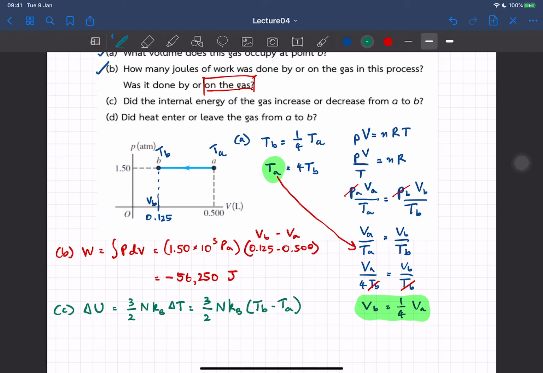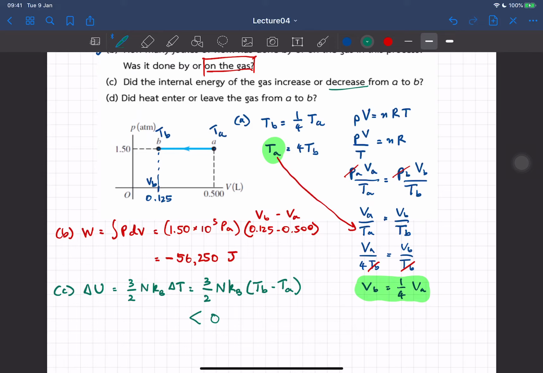Okay, and it's given in the question already that TB is less than TA, right? TB is just a quarter of TA. So when you do TB minus TA, it's pretty sure that this number is going to be less than 0. It's a negative number. So the internal energy of the gas decreases, right? In other words, the temperature of the gas is also going to be lower once you reach point B.